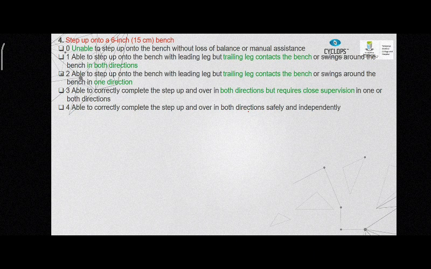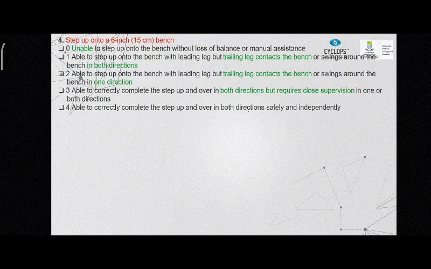So there will be a 6-inch small stool or table kind of a thing, and then the patient has to stand on it with one leg, or he has to put his foot on it and then remove it back. The score is 0 if he is unable to step up on a bench.